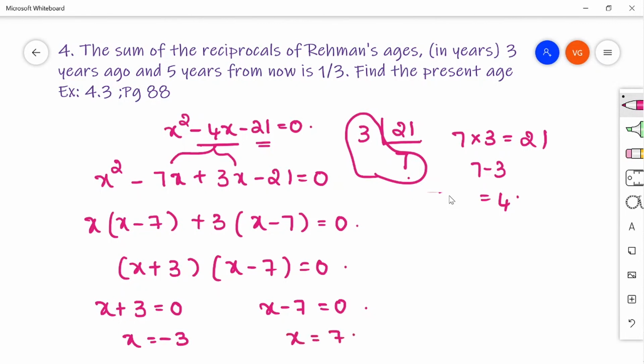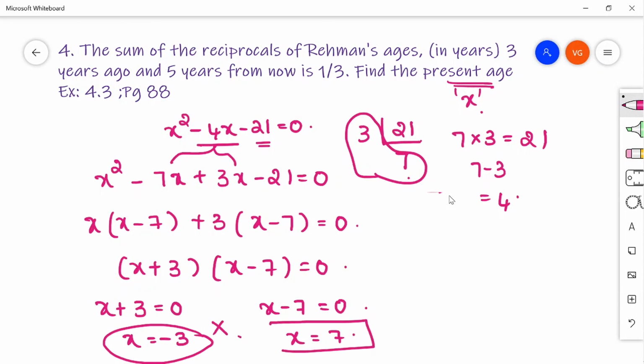So we have assumed the present age of Rahman is x. So it cannot be a negative number. So x is equal to minus 3 is not the appropriate answer. So x is equal to 7 we can choose. So the present age of Rahman now is x is equal to 7 here.